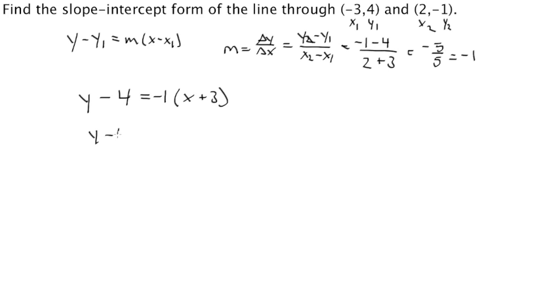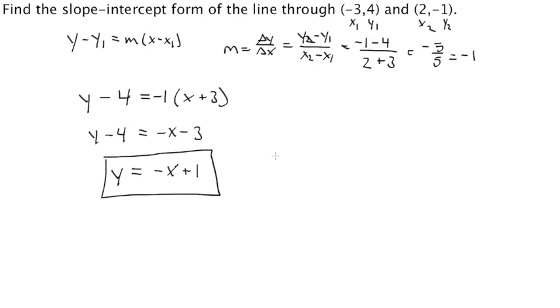So I'm going to go ahead and multiply everything out on the right-hand side. So that gives me -x minus 3. Now I'm going to add 4 to both sides. It's going to leave y completely by itself. So -x stays the same. When I add 4 to -3, that becomes plus 1. And that's it. That is the slope-intercept form of my line. All I have to do to get to the slope-intercept form from the point-slope form is to just solve for y.